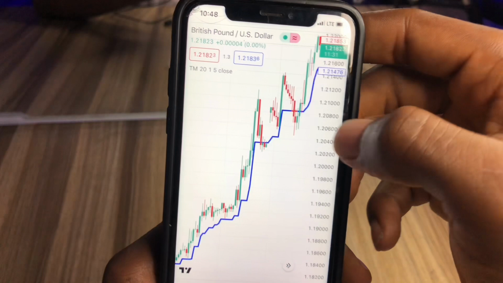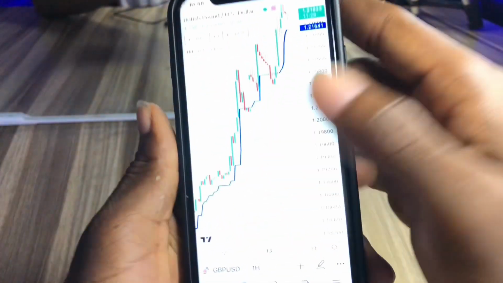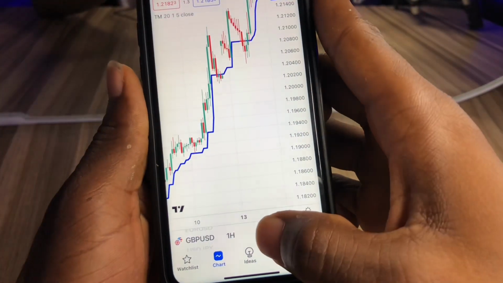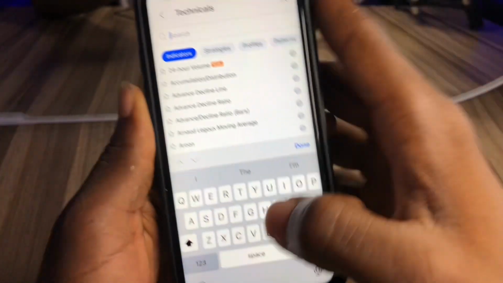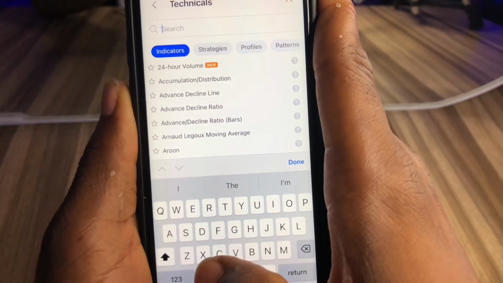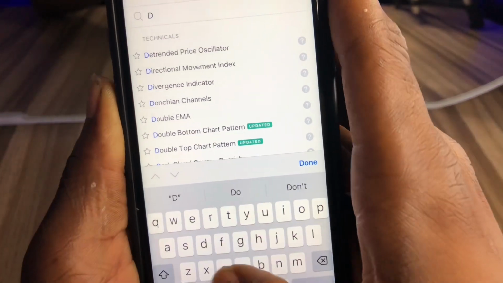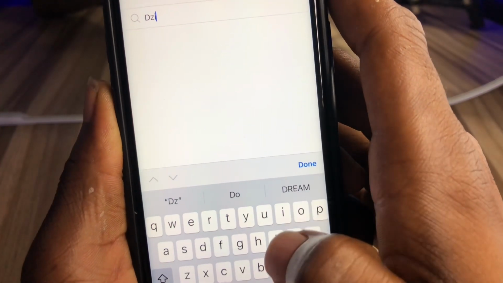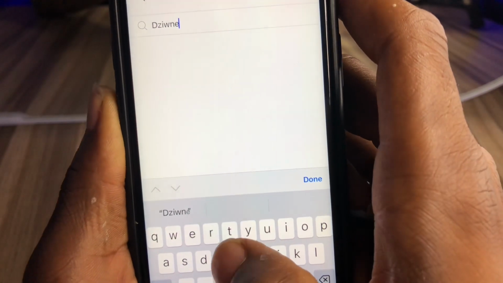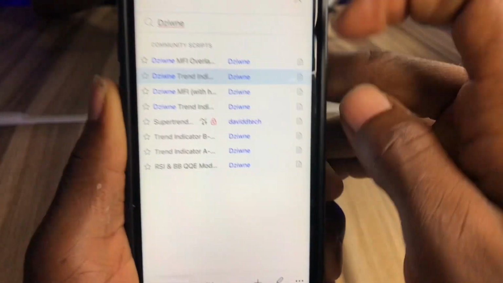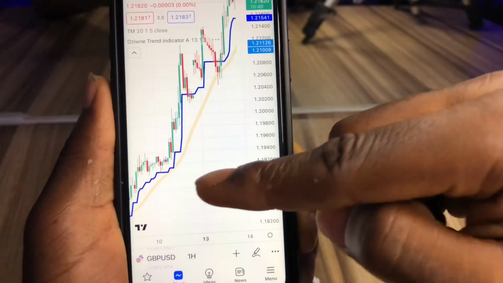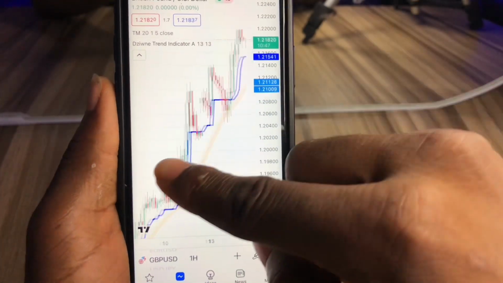Then come out, you have this. Then what you need to do right here is come to this add button again, tap into the indicator, and what you have to type in is the Dizwin. You go ahead and pick this second one right here. I have the Dizwin, I have the trend indicator.